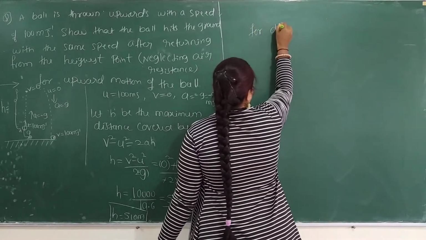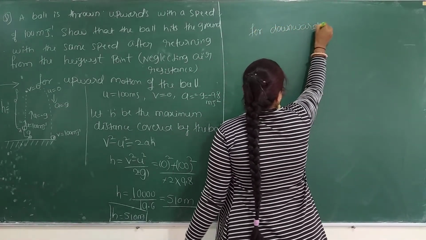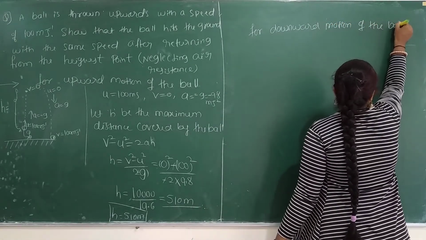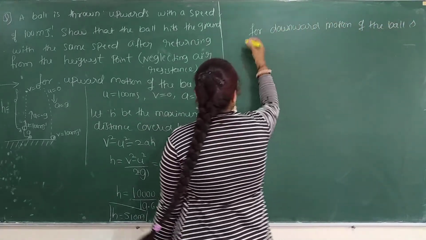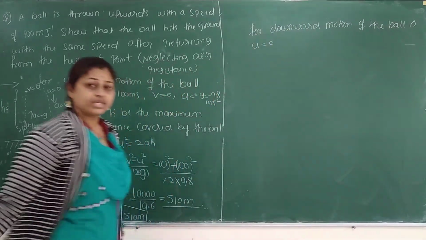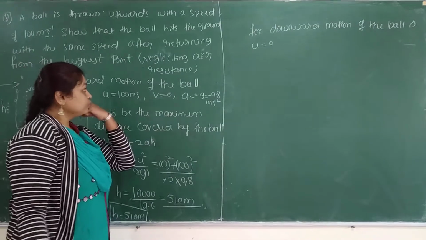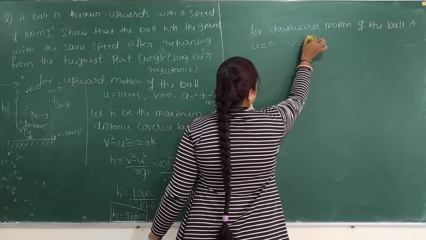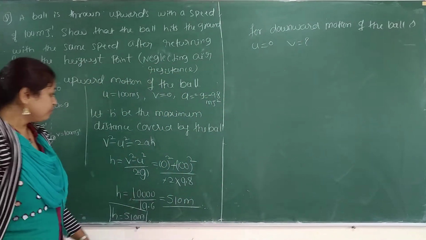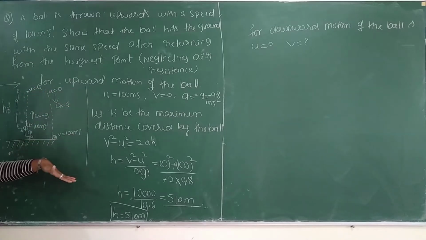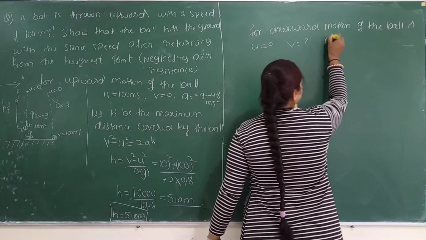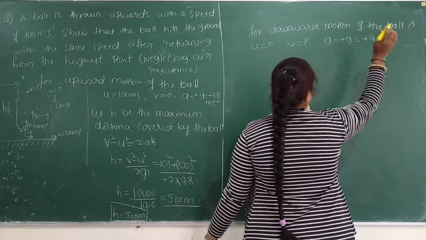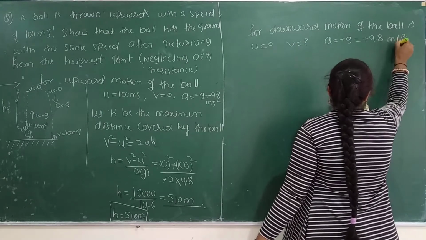For downward motion of the ball, the initial velocity is 0. So always for downward motion, the initial velocity will be 0 and the final velocity you have to calculate. Then what about the acceleration? It is coming downward, so acceleration is equal to plus g, that is plus 9.8 meter per second square.